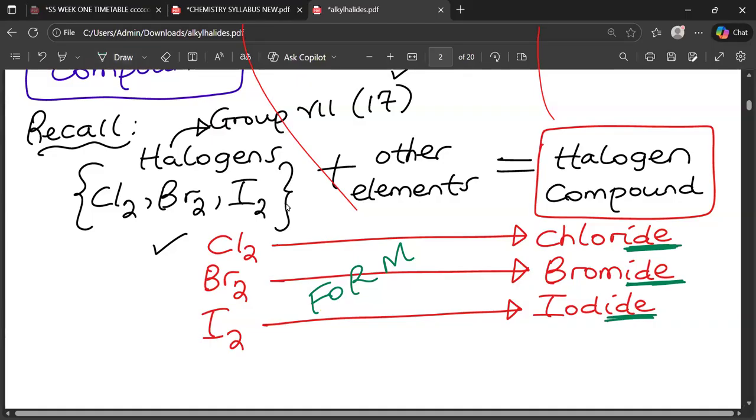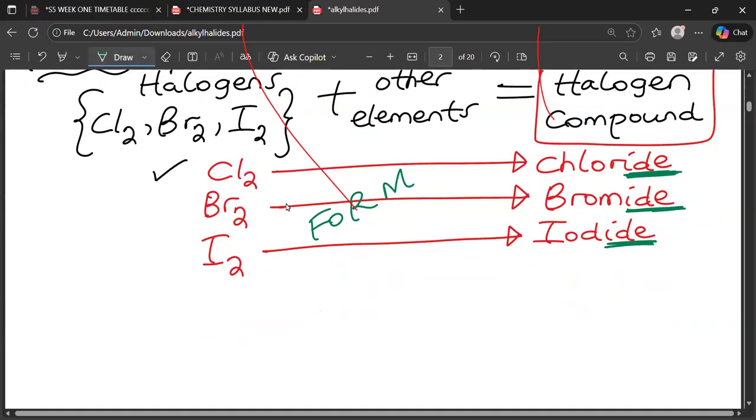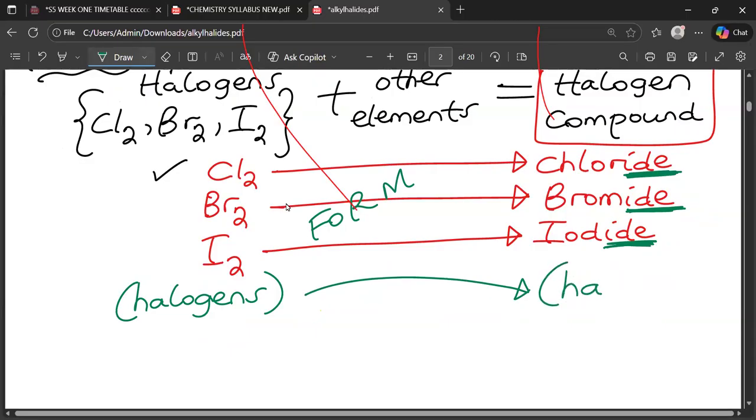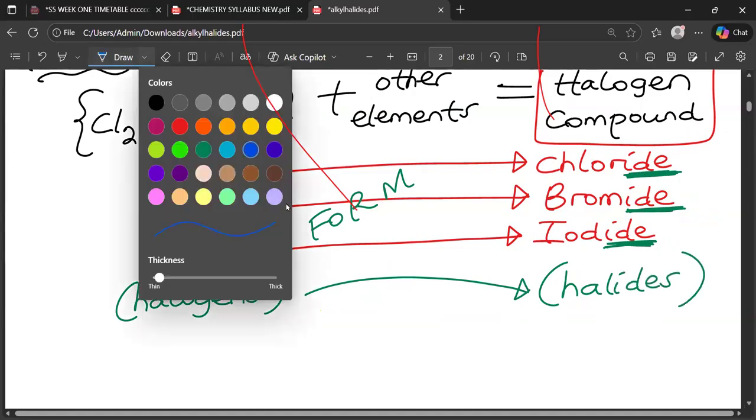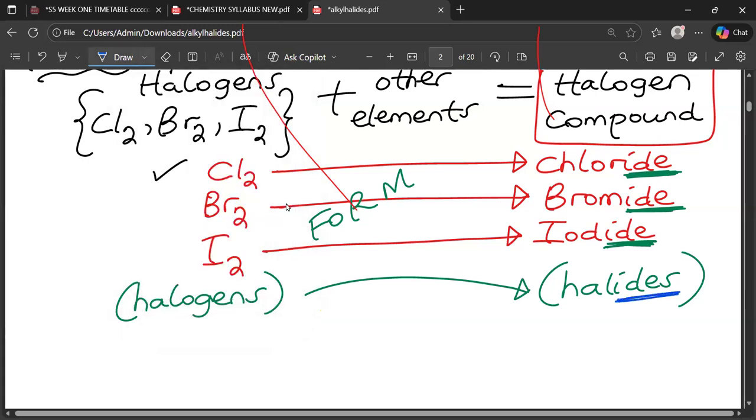So these first three are what they call halogens. And when you look at this, the "ide" at the end of everything, that's why you come up and say that halogens generally give us what we call halides.